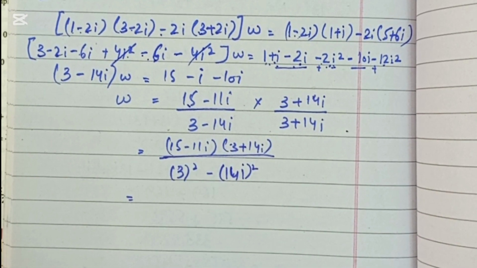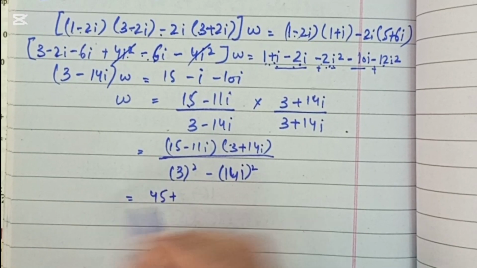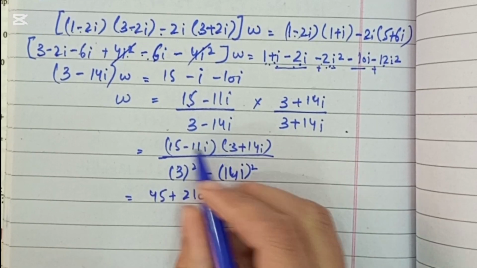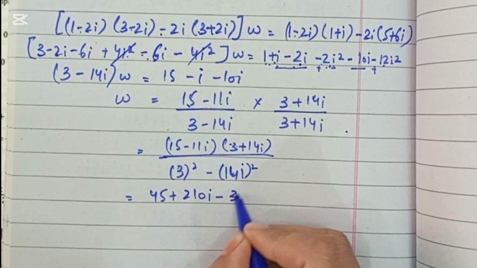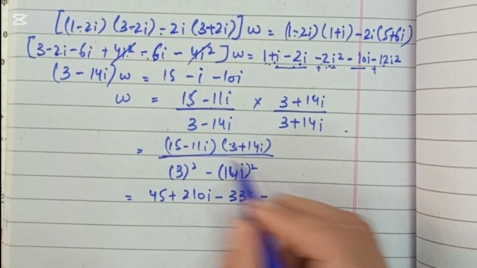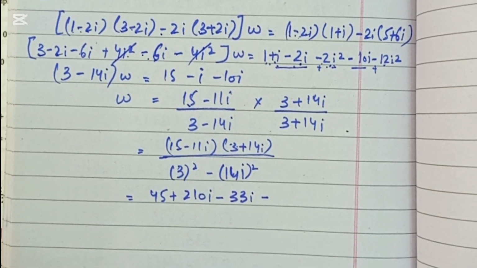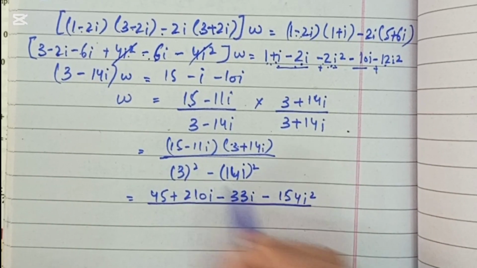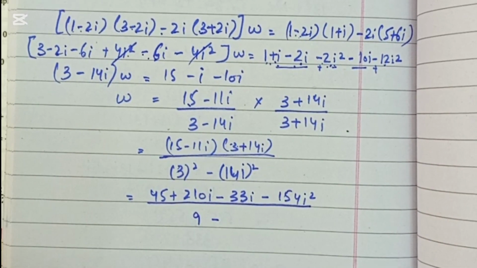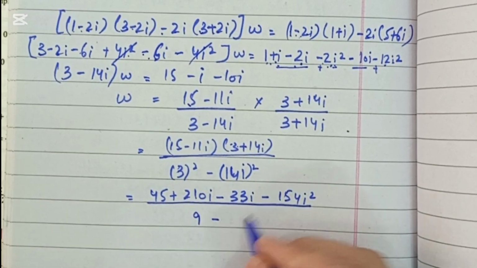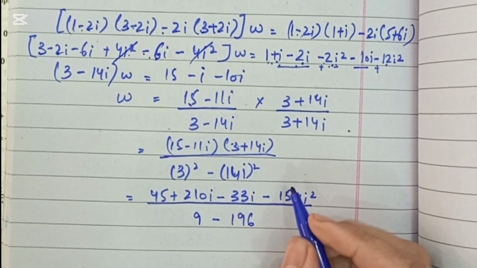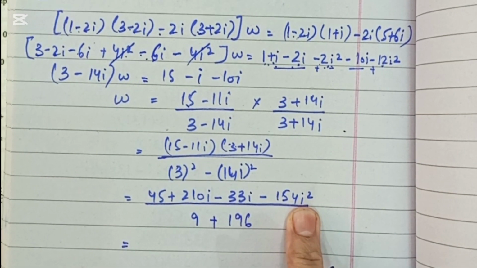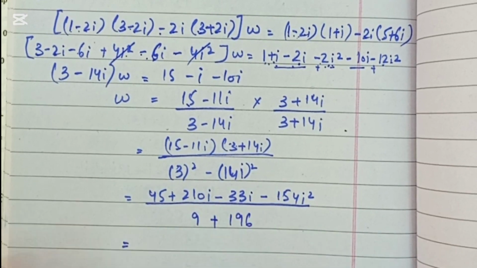15 multiplied by 3 is 45. 15 multiplied by 14 is 210 iota. Minus 11 into 3 is 33 iota. Minus plus is minus. 11 into 14 is 154 iota square. Divide by 3 into 3 is 9, and 14 into 14 is 196. Iota square is minus 1, so this will make positive. Now this iota square is also negative, so it will be positive.